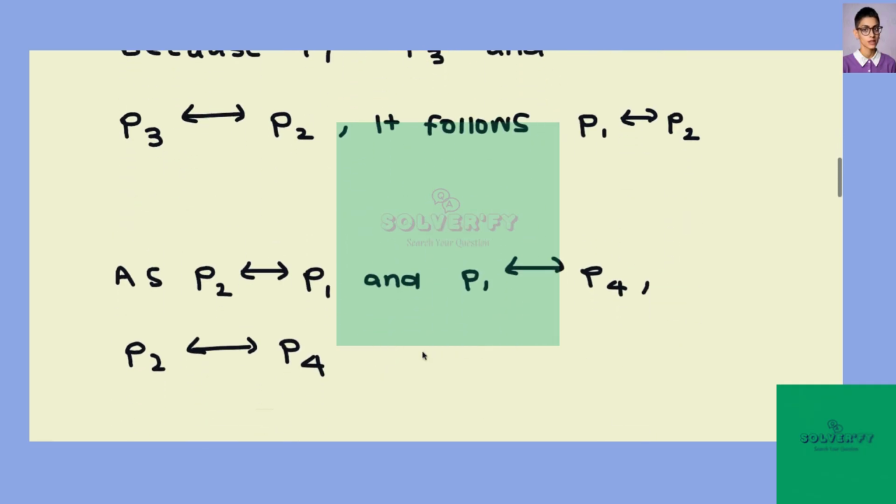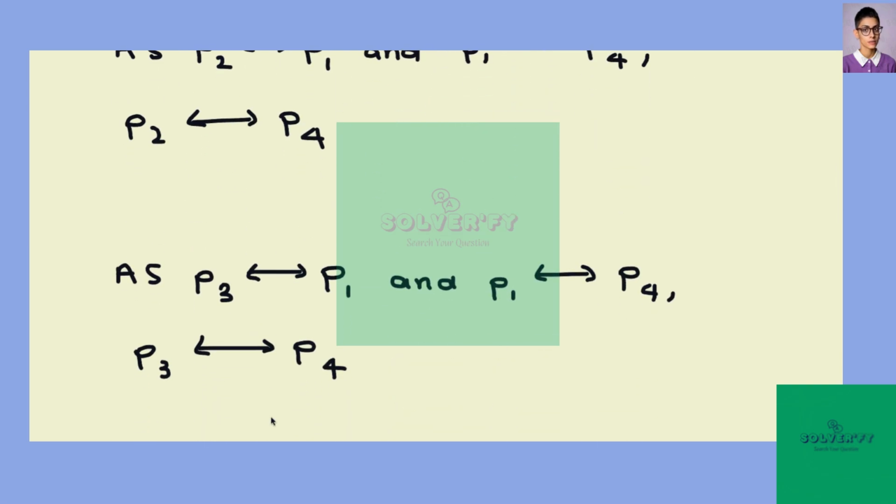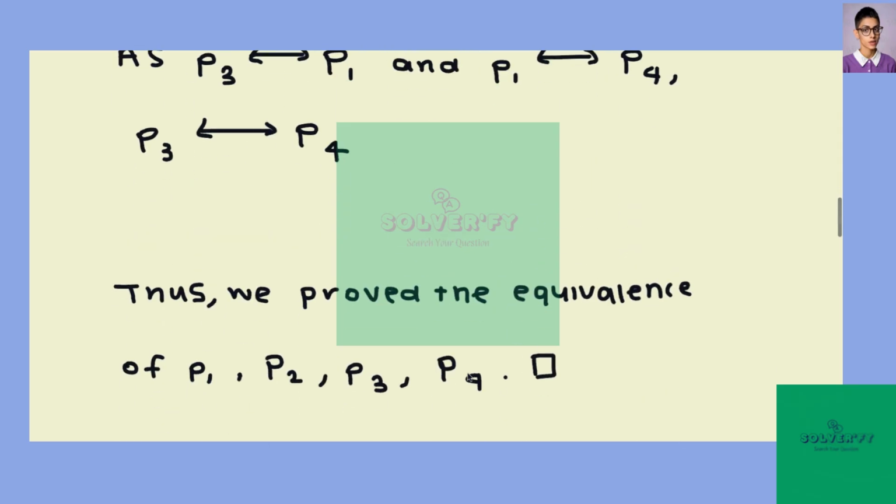So again, we can say P2 if and only if P1, and P1 if and only if P4, then this must mean P2 if and only if P4. And then again, we can conclude something further. P3 if and only if P1, and P1 if and only if P4, this must mean that P3 if and only if P4.